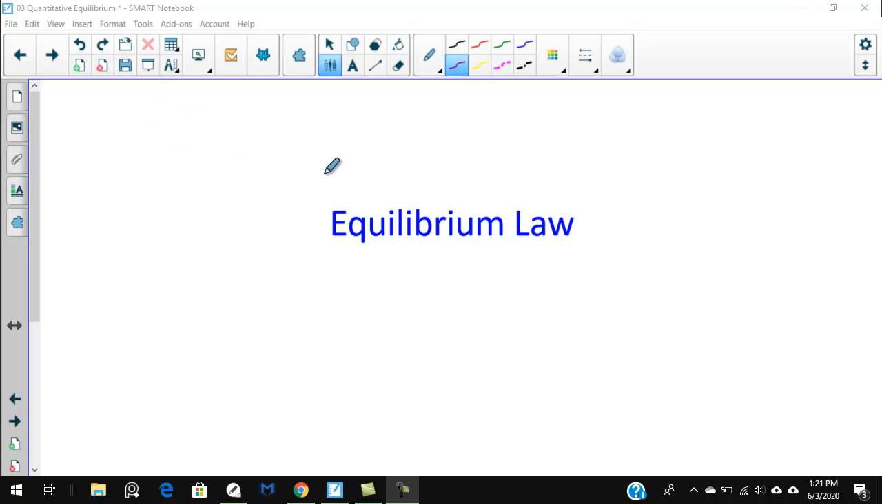Okay, in this video, we're going to take a look at something called equilibrium law. Equilibrium law is going to allow us to calculate the concentrations of both the reactants. So for instance, if we had something like A2 plus B2 forms 2AB, that equation, if we start out with an initial amount of A and an initial amount of B, we're going to make a certain amount of AB at equilibrium.